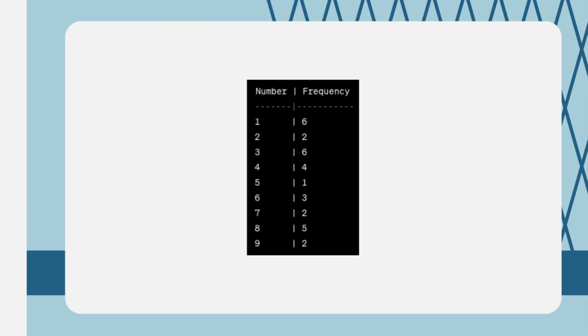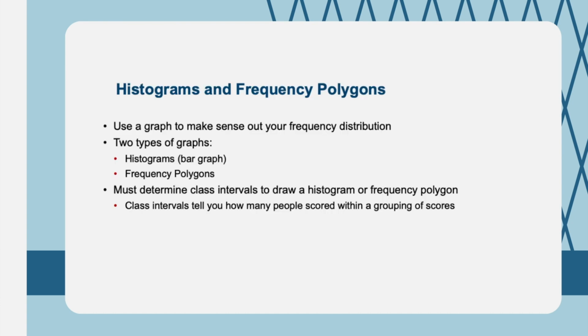So to make a table out of that, it's really, really simple. You're just putting the number and the frequency that you see it. So you're seeing 1, and you're seeing it a frequency of 6 times. So the frequency is showing how many times each unique number shows up in the individual set.